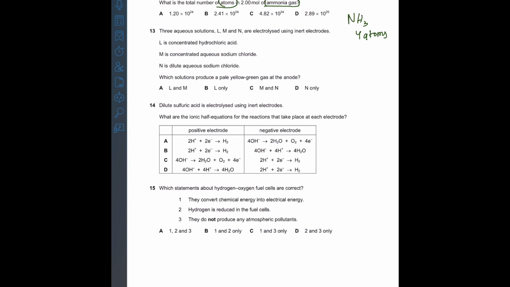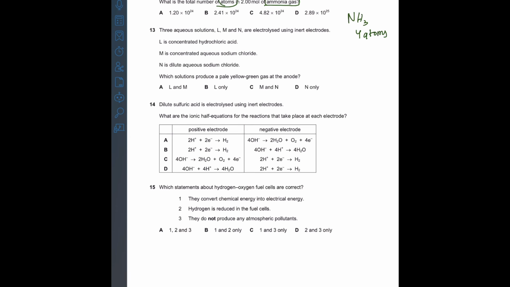So we multiply the Avogadro constant by 2. We get 1.204 times 10 to the power of 24 molecules of ammonia. Now we multiply that value we just got by 4. So basically we multiply this value by 8 to find the total number of atoms, not molecules.